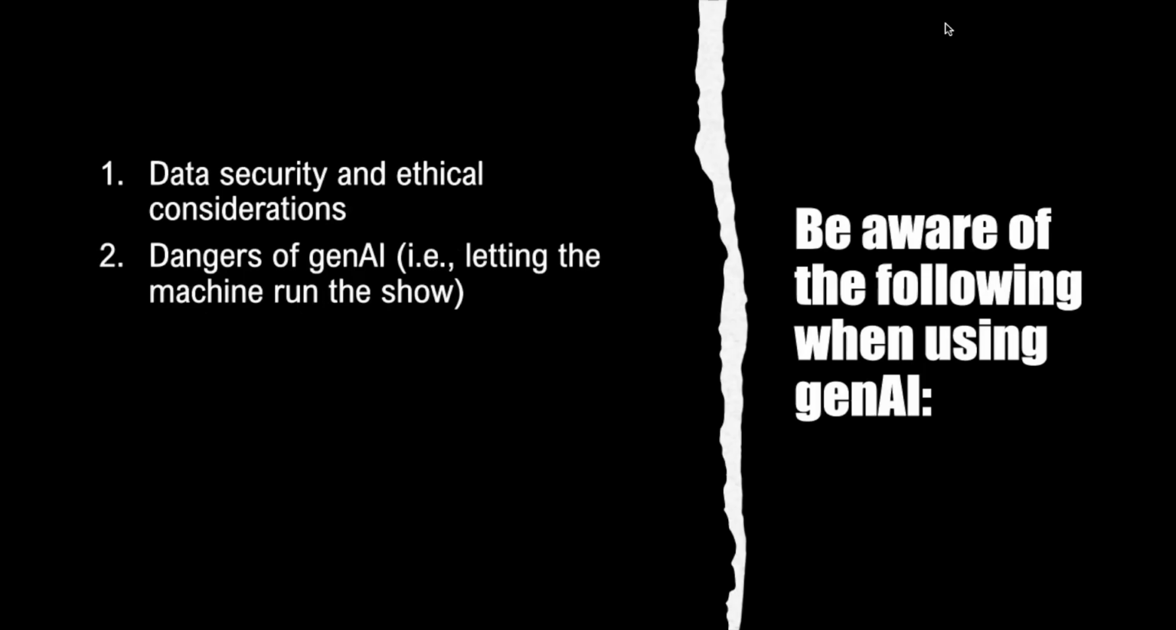One of those dangers is letting the machine run the show. AI is hallucinatory, and it always needs human intervention in order to be effective. And this brings me to the hallucinations and incorrect information. Bear in mind that generative AI is only pulling from information it finds. If the information it finds is incorrect, it will give you incorrect information.